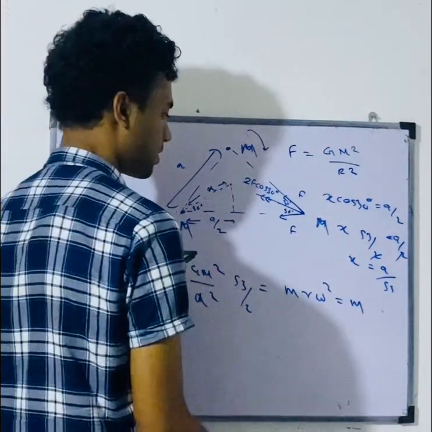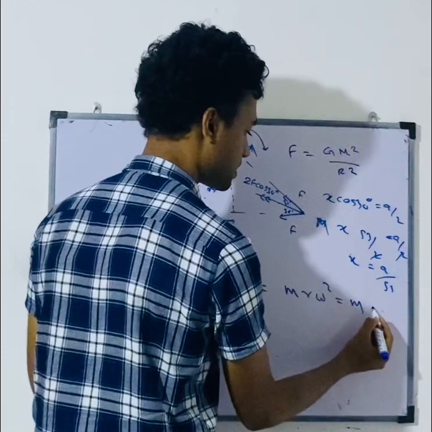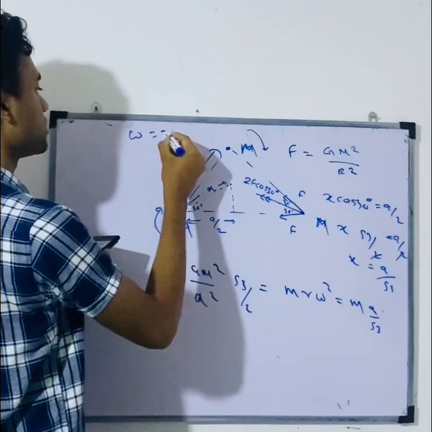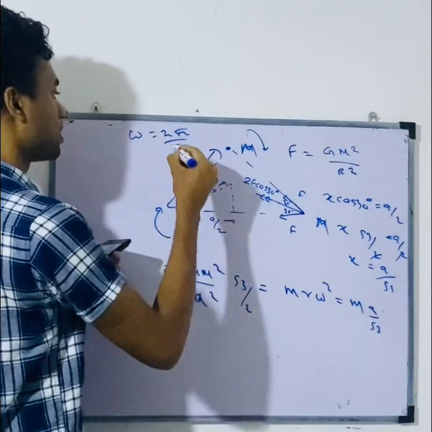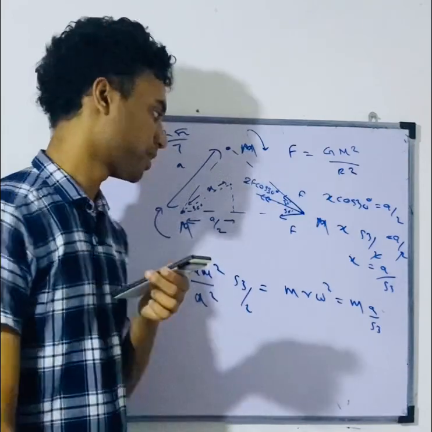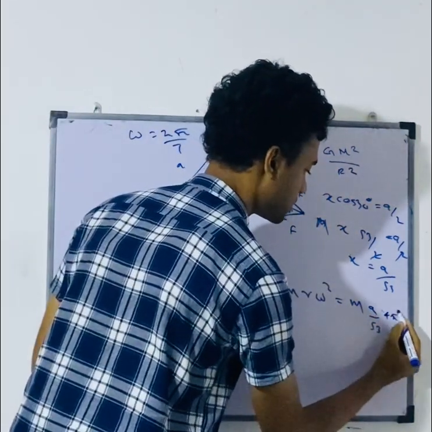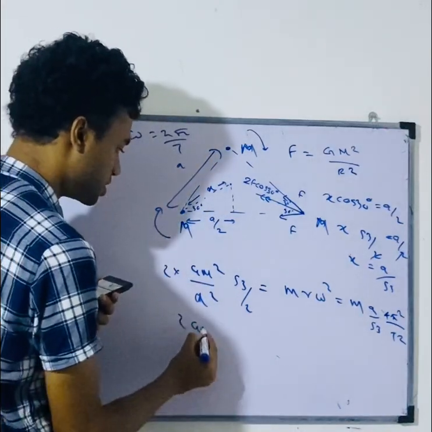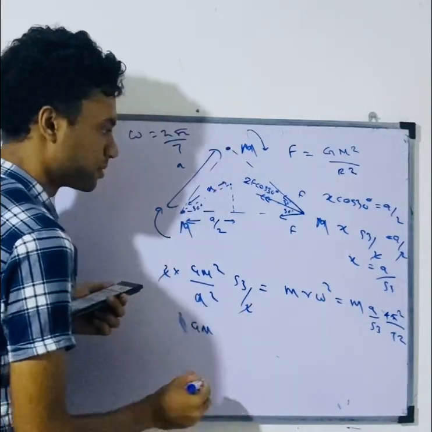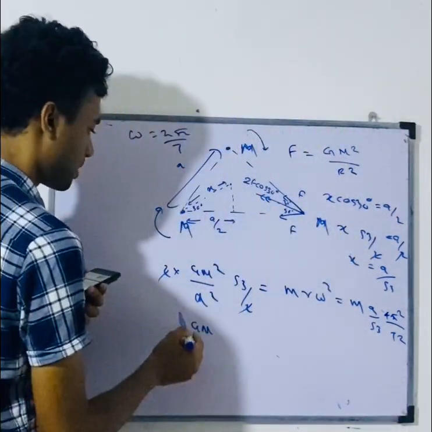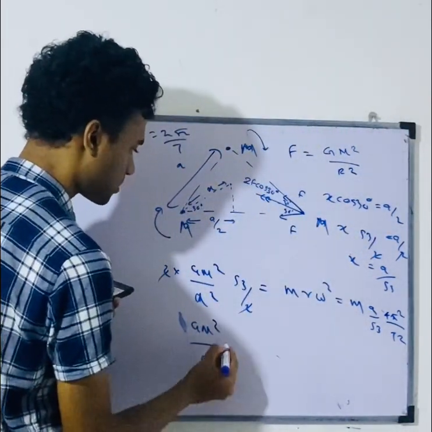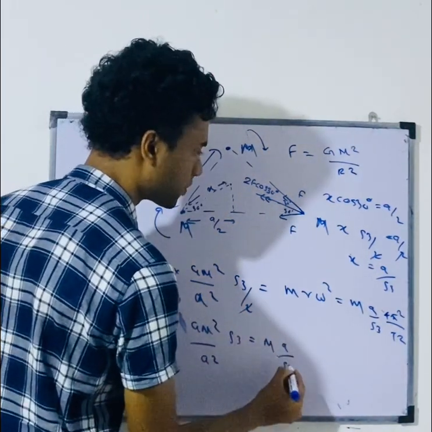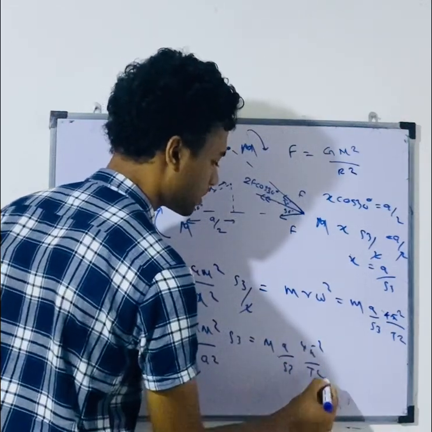Right. So we have M times a over root 3 times omega squared. What is omega squared? Omega is 2 pi over T, so 4 pi squared over T squared is omega squared. So we have 4 pi squared over T squared. Then 2 and 2 cancel. Let's simplify. So 2 GM squared over a squared times root 3 is equal to capital M a over root 3 times 4 pi squared over T squared.